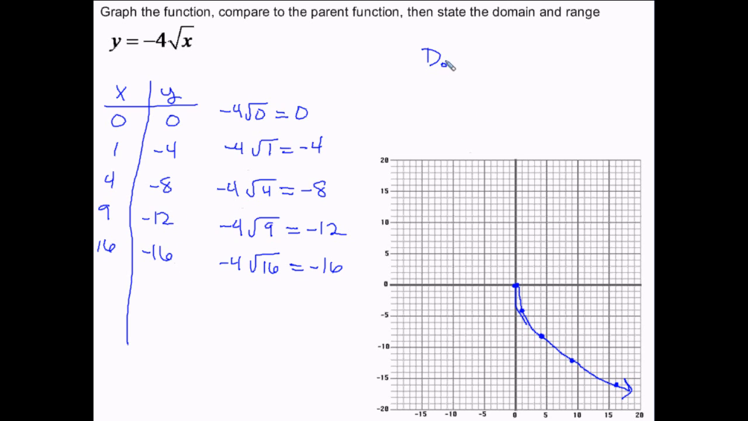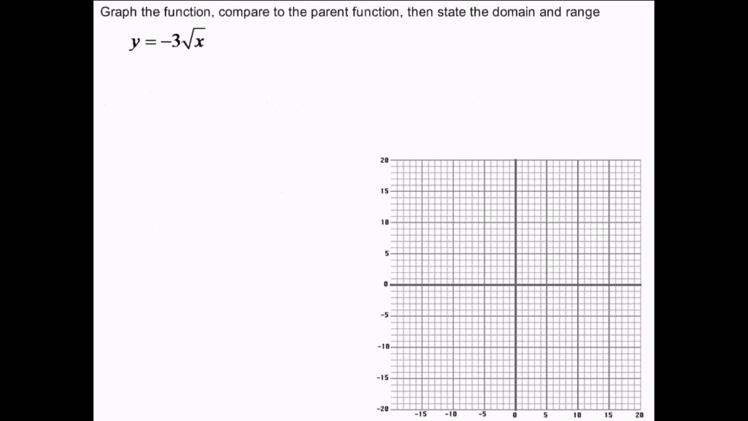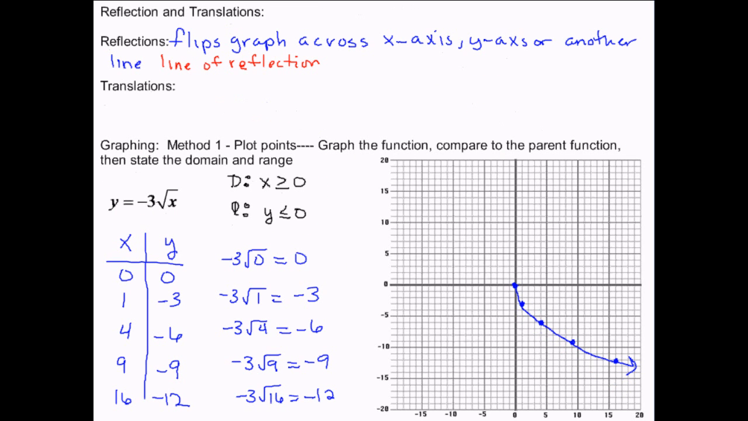My domain, again, my x still has to be greater than or equal to 0 because I can't put numbers less than 0 underneath. But my range is less than or equal to 0 because I'm now on the bottom half of the y-axis. All right. Now, translation: if a reflection flips the graph, a translation moves the graph.